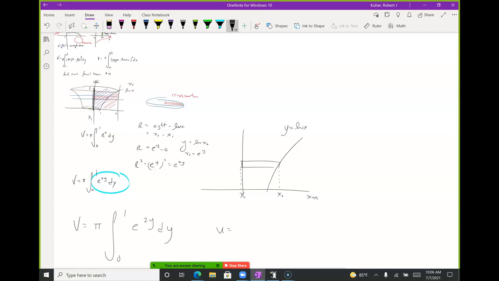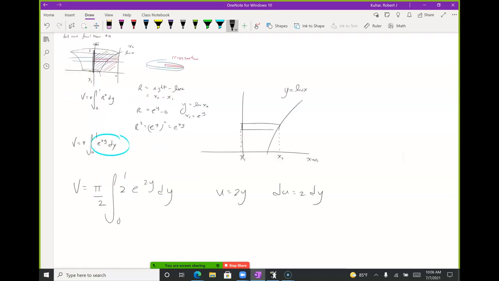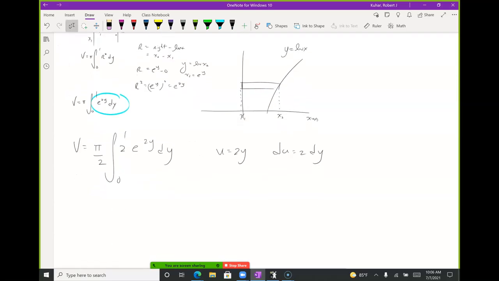I've got a u equals 2y, so du equals 2dy. So I need a 2 and need to cancel it with a 2, right? I think all of that's real easy for us now. Should have been easy in calc 1, but takes a little bit longer for some of us. That's fine. So now I know I have an e to the u there. I've got pi over 2 e to the 2y evaluated at 1 and 0. Right? e to the 2y times 2 dy is e to the u du.